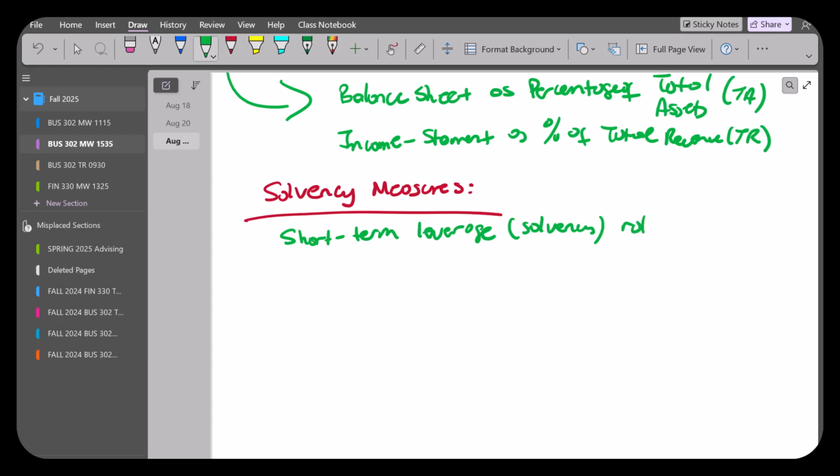Let's start with short-term leverage ratios. The most famous one of them is called the current ratio, which is current assets divided by current liabilities.